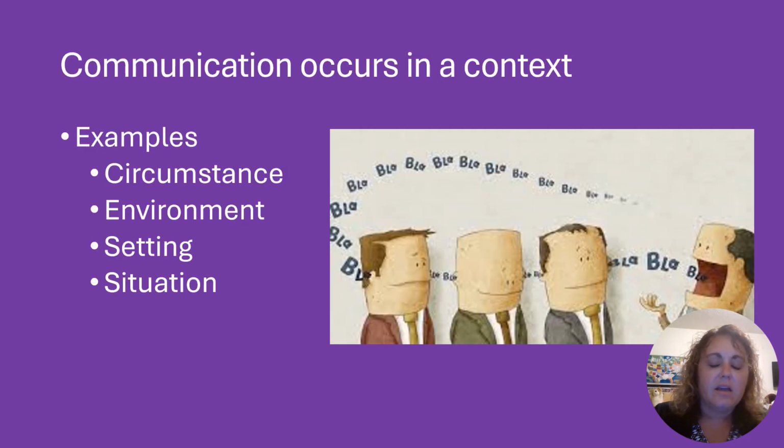Communication, though, does occur in a context. Some examples of the context include the circumstances, the environment, the setting, and the situation. I would not communicate the same in a situation with my friends sitting at a coffee shop as I would communicating with my students in a classroom. Though I am the same person and I don't try to change myself based on the situation, the setting, the environment, and the circumstance, I do likely change what I talk about, what I communicate about. I'm not sharing the same things with my students that I share with my closest friends.